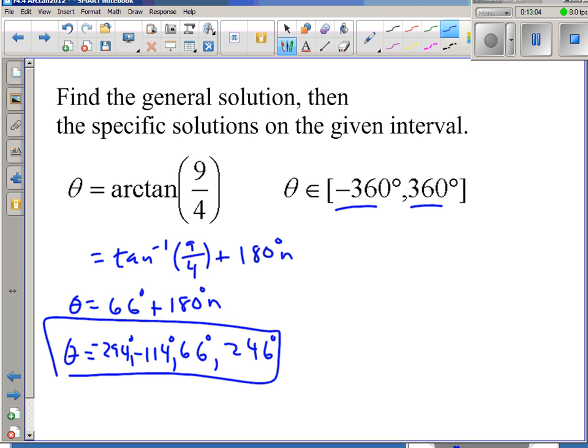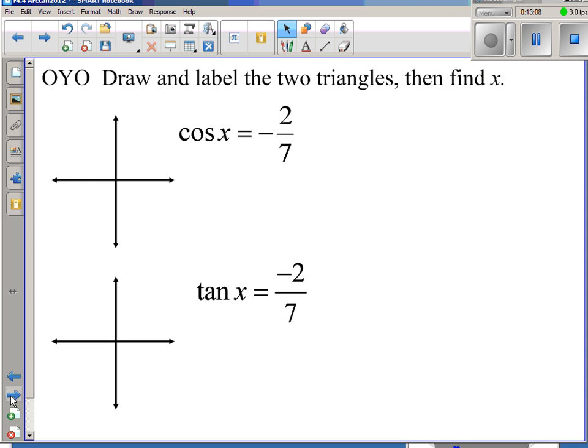Okay, so for on your own, try doing these problems here. Do the cosine, get familiar with that, and then also the tangent. We'll see you in class.